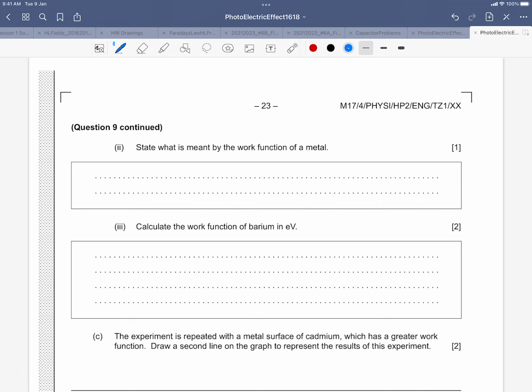Okay, state what is meant by the work function. It is the minimum energy required to release an electron from the surface of the metal.